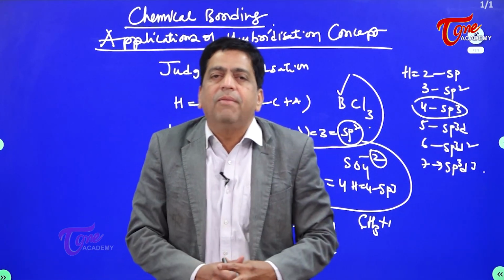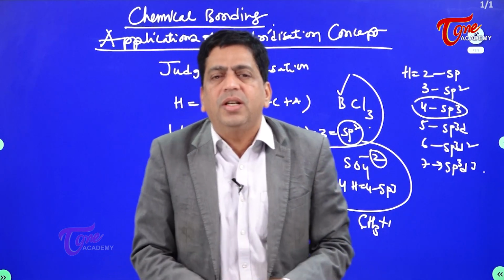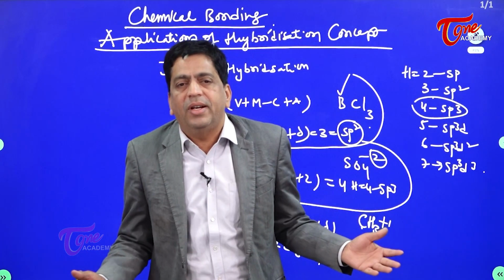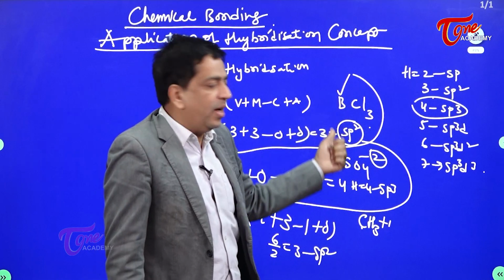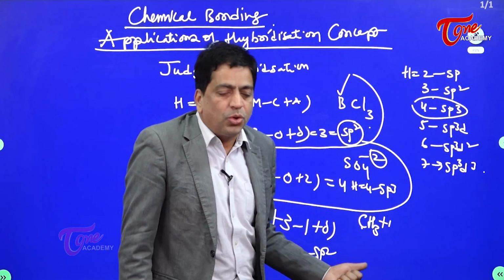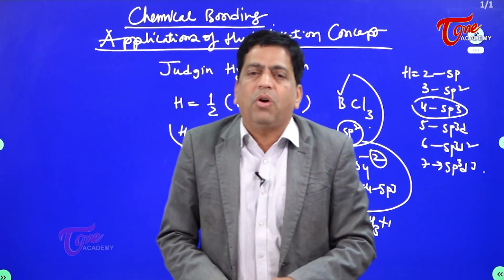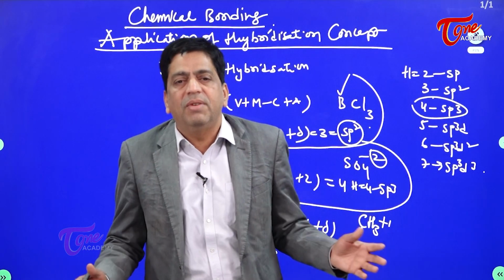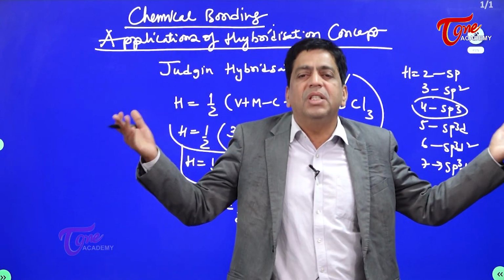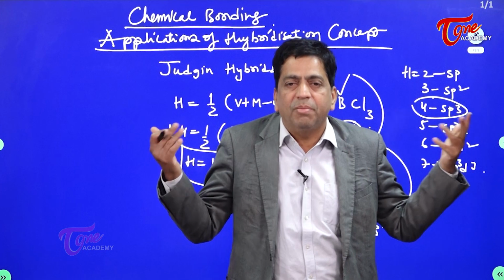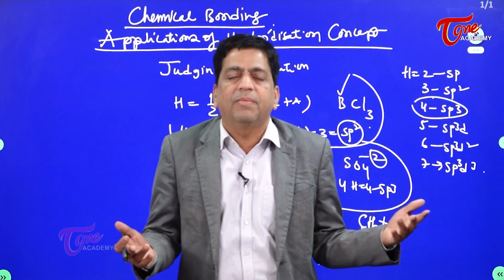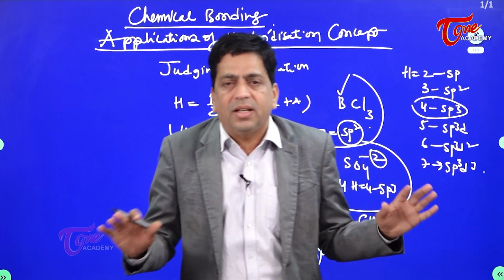That is how we judge the hybridization in a given species, and I gave you an example of a neutral molecule and an anion and a cation. So you must be aware of what the hybridization is in a given species, because you will be given so many species and the hybridization must be fixed for you in advance, right? So that is how we judge it.